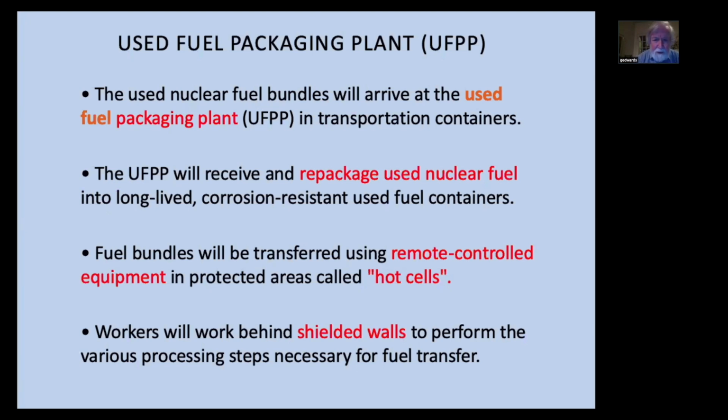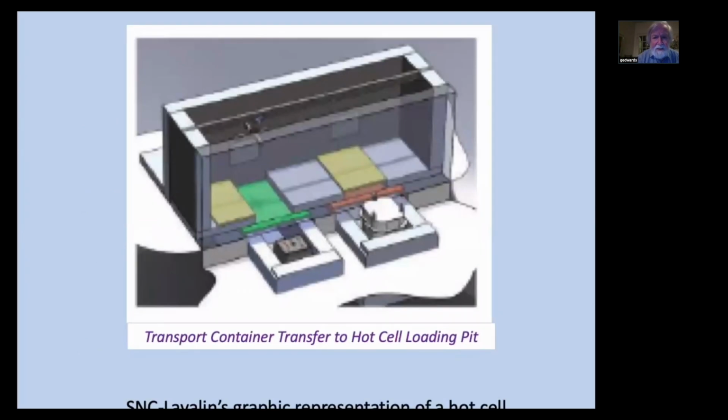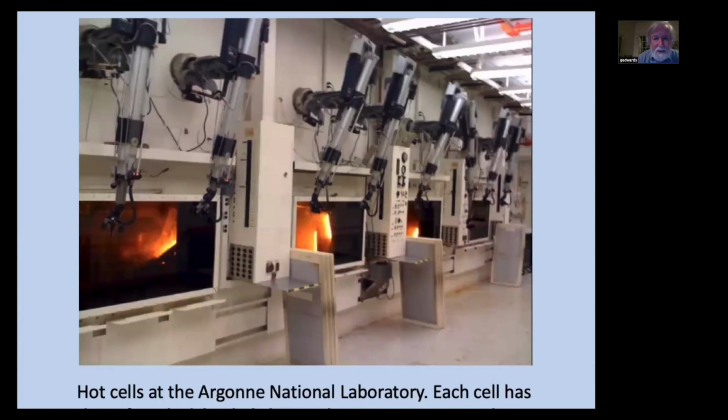And so the fuel bundles will be transferred using remote-controlled equipment in protected areas called hot cells. Now, this is the kind of representation of a hot cell that's given by SNC-Lavalin in their 2011 report talking about all of this fuel handling that is going to be necessary. But this is what a real hot cell looks like. A hot cell is really quite a sophisticated plant, very impressive, in fact.